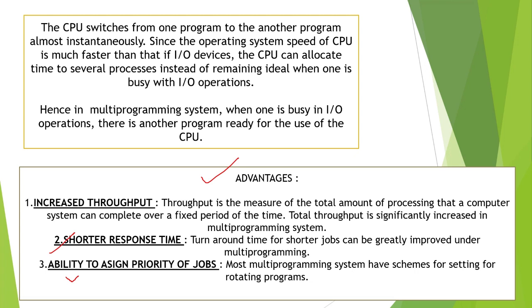Now, the ability to assign the priority of a job. In a multi-programming system there are multiple jobs, and each job has a priority. Actually, the jobs run on a priority basis. Each job is assigned a particular priority, and the system is able to assign a priority to the job. So this is also one of the advantages of a multi-programming system.